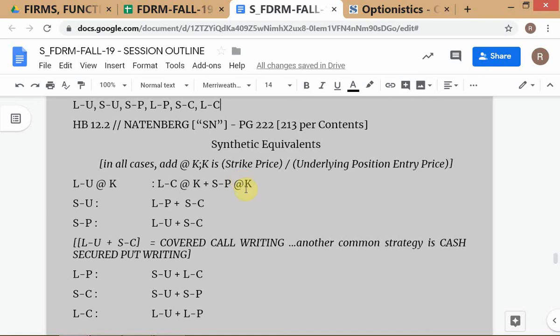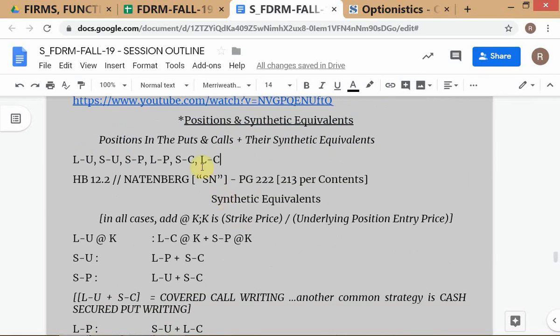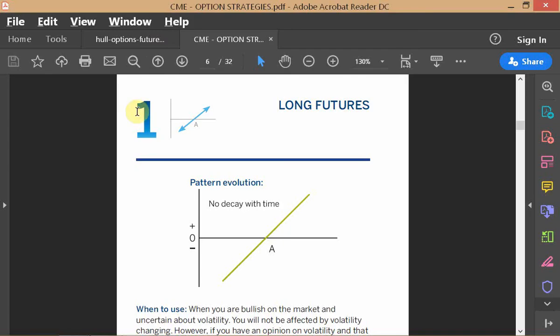If you read the Natenberg book here also, under this particular module, positions and synthetic equivalents, which we are studying now, I have given you two references, Hull-Basu 12.2, and 12.2 is basically this, I think, what we are looking at now.